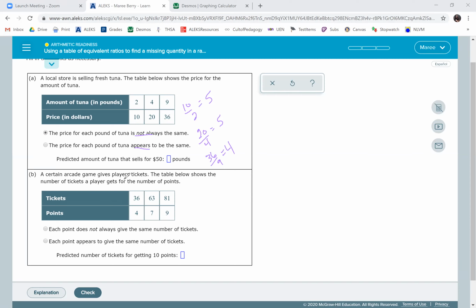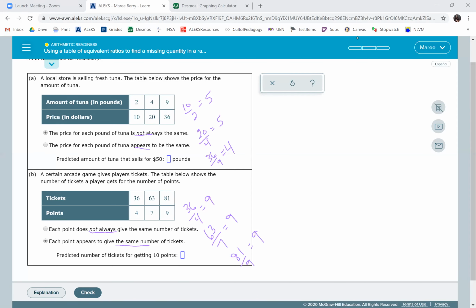A certain arcade game gives players tickets. The table below shows the number of tickets a player gets for the number of points. So we want to know, does it always give the same amount or not always the same? So we're going to do 36 divided by 4 is 9. 63 divided by 7 is 9. 81 divided by 9 is 9. Okay, so yes, each point appears to give the same number of tickets. So we'll click that one.